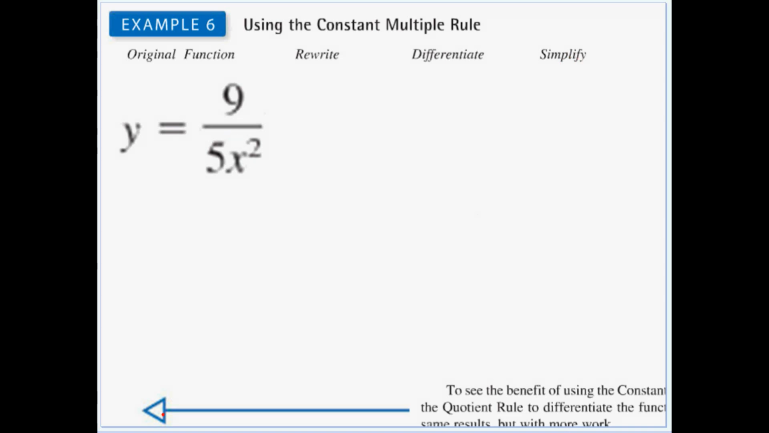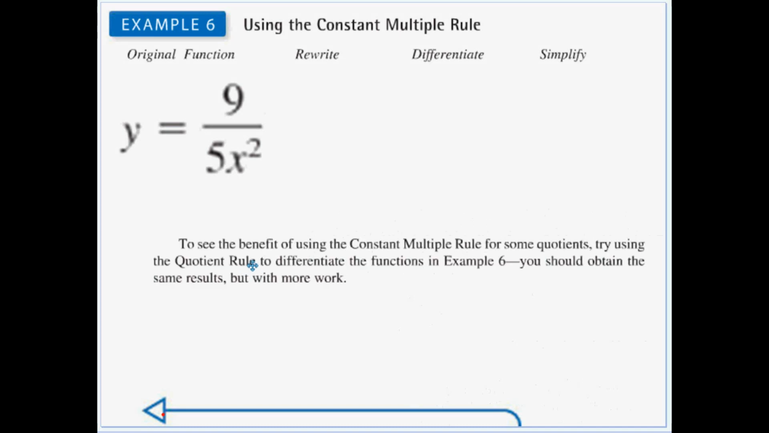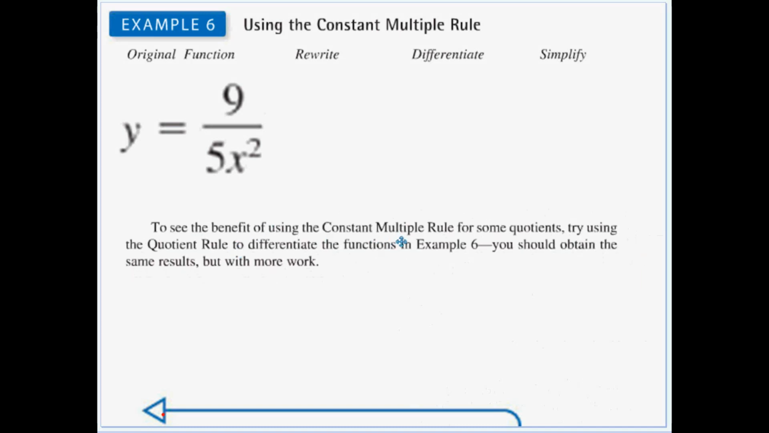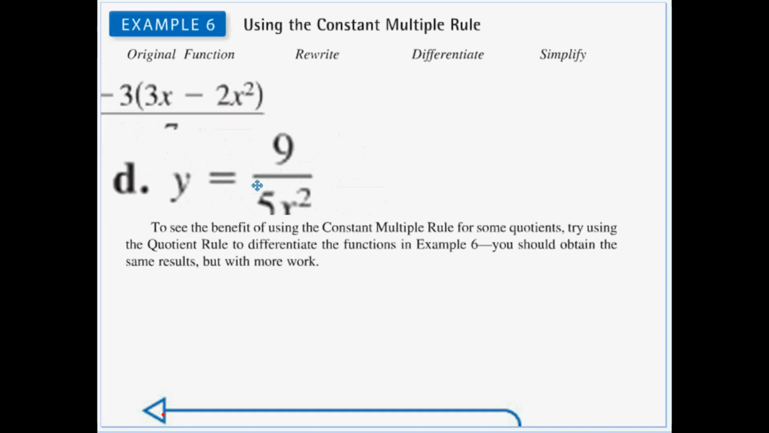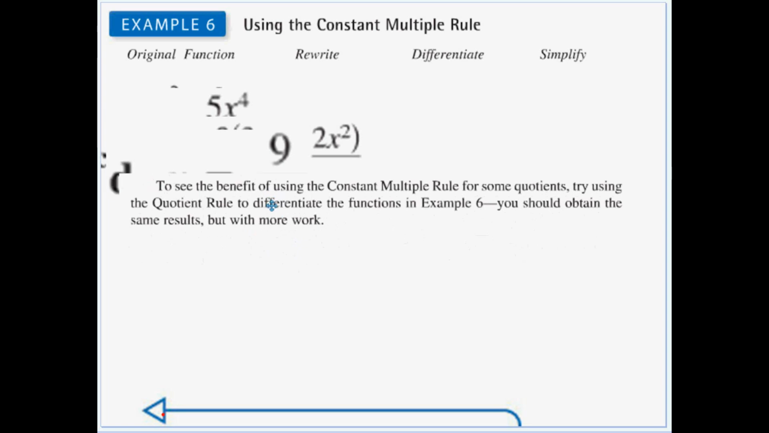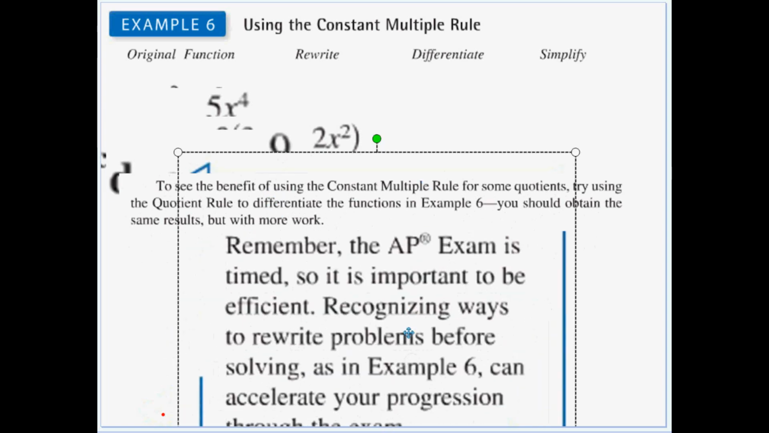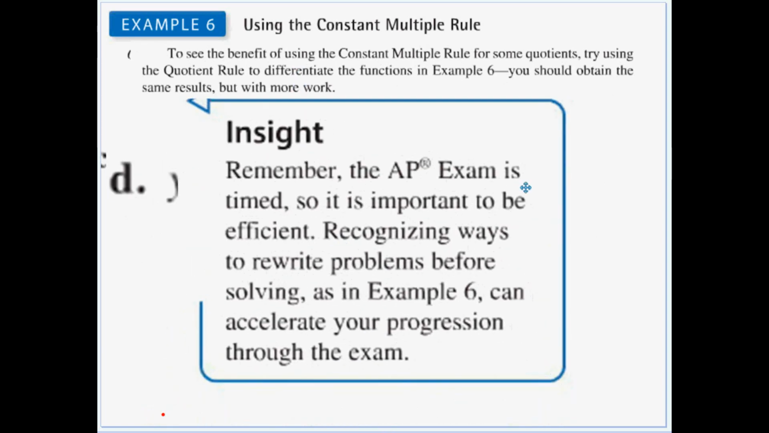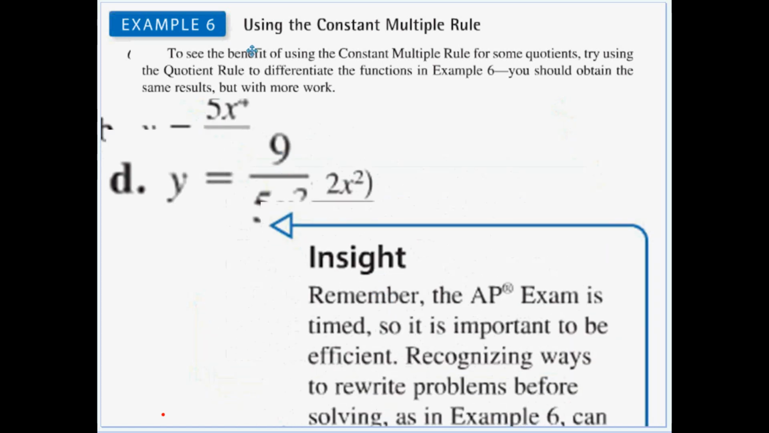Okay. What's this down here? To see the benefit of the constant multiple rule for some quotients, try using the quotient rule to differentiate some of those. And we're not going to do that. It's a lot more work, but you should get the same results. Remember, the AP examination is timed. It's important to be efficient. Recognizing ways to rewrite a problem before you solve it, like we just saw in this example, can accelerate your progression through the exam.